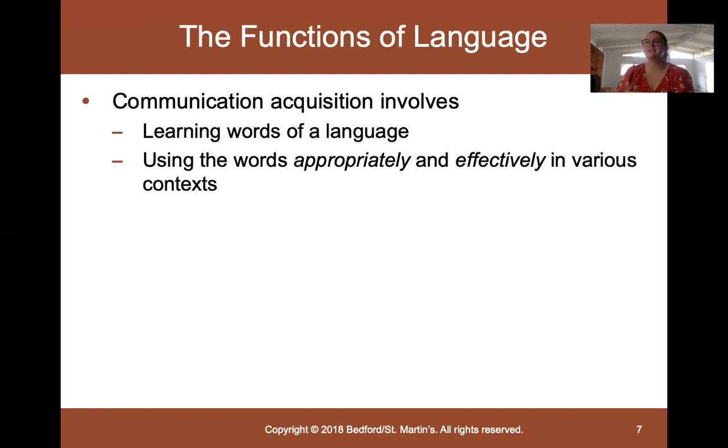So like if you're using slang from a different group, then no one's going to have any idea what you're talking about. Like, for example, this is really embarrassing, but when I was in undergrad, we had this really, really silly word that we made up for when we were really, really tired. Like, do you know when you get to the point where you're really tired and everything's just hilarious? People call that nerping. And so if I said that to y'all and you had no idea what I was talking about, that would not be using my words appropriately or effectively in my various contexts.